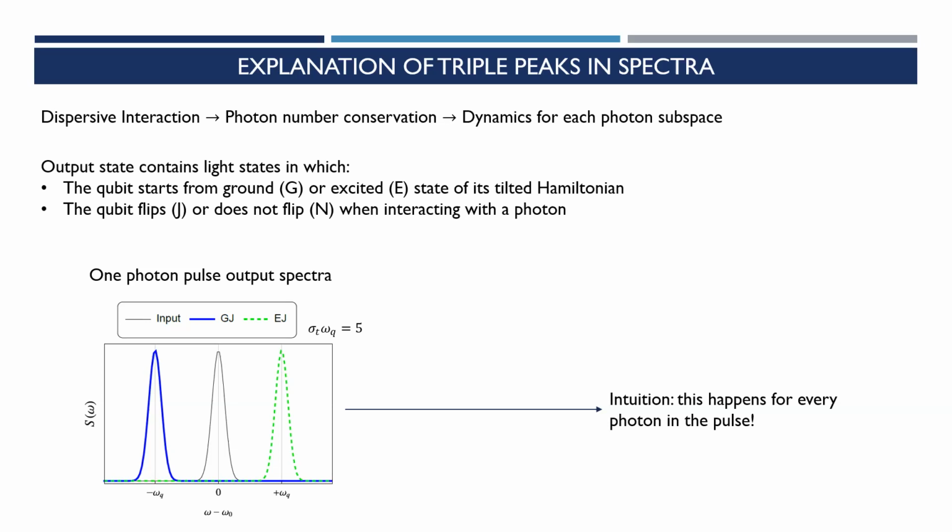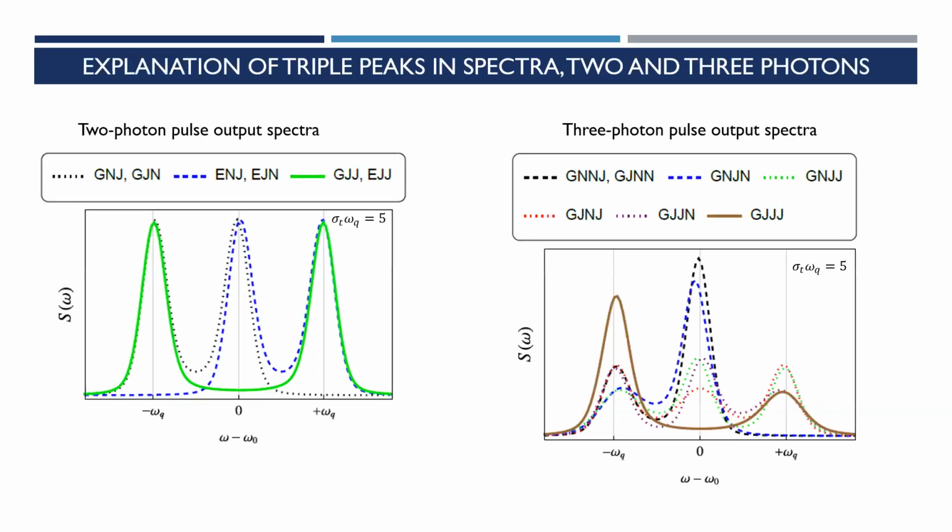Okay, so now we want to back up this intuition. So what we did is that we computed numerically the spectrum of all the output field states from 1 to 3 photons. And this is in the next slide. So we have the 2 photons here and the 3 photons here. In the 2 photons, we have these states, which you can read now because you know jump, ground, no jump, jump, ground, jump, no jump. So this is the legend.